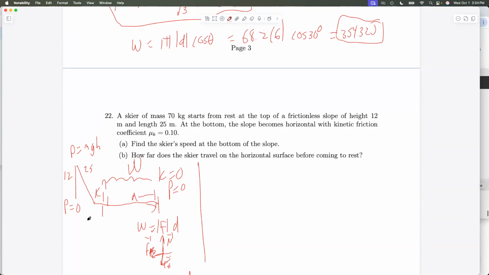But you know what we would end up getting? MGH. That's what we would end up getting. It would just end up being the force times 12, because that's the vertical component of the force.